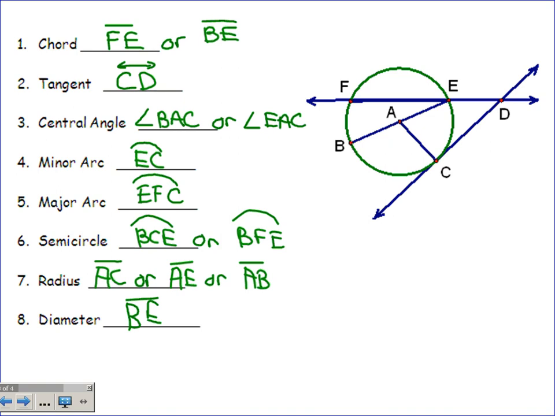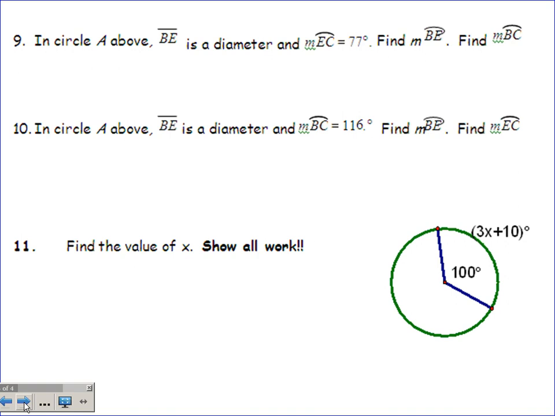What's the difference in major arc and semicircle? Okay, that's a good question. A minor arc is less than 180. A major arc is more than 180. And a semicircle is exactly 180. So it depends on what you're talking about. It's kind of like an acute angle, a right angle, and an obtuse angle. Okay, does that make sense? Excellent. Thank you for asking that question.